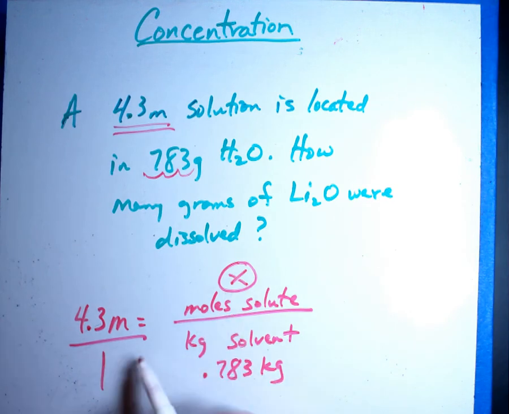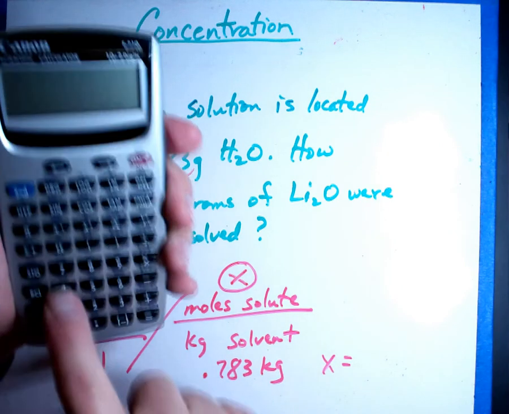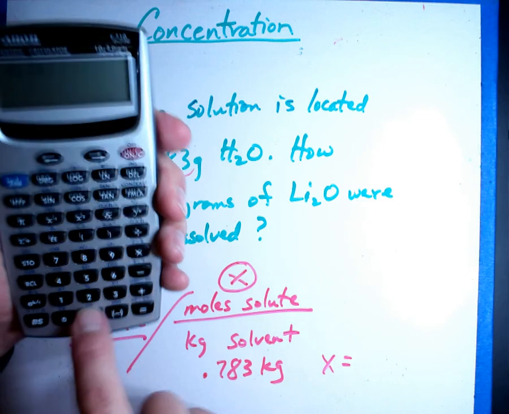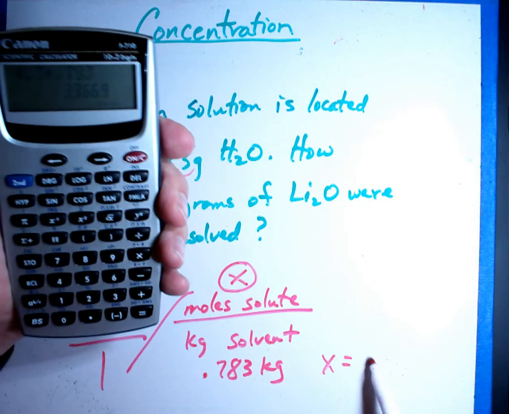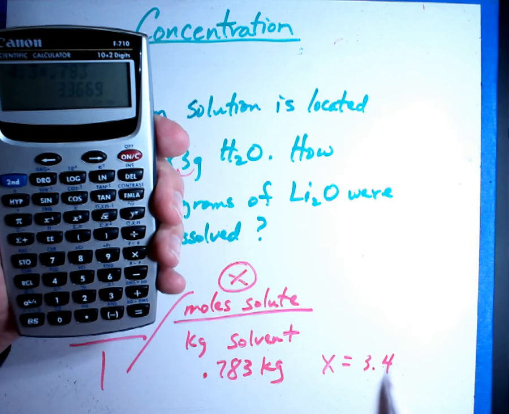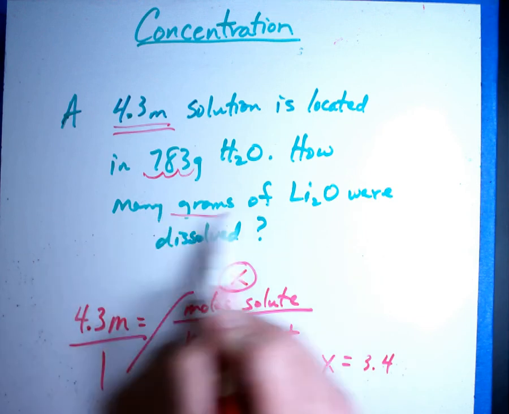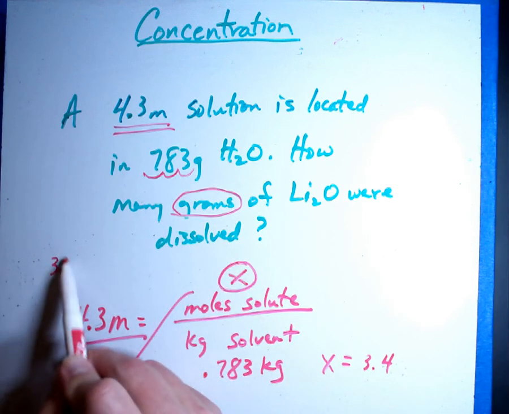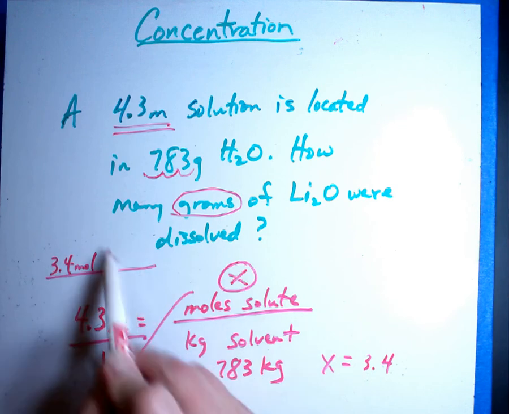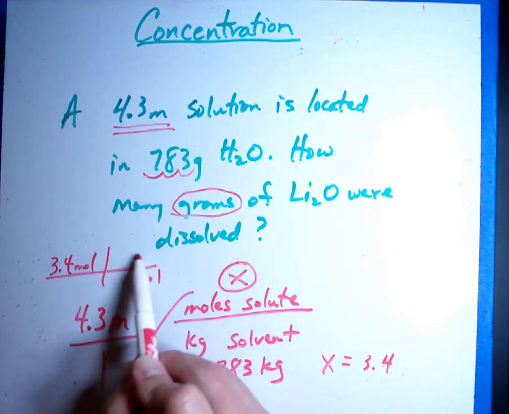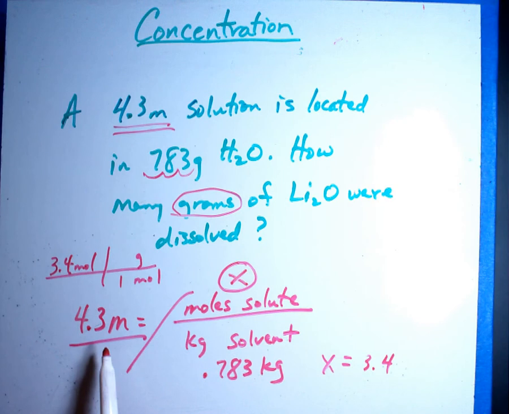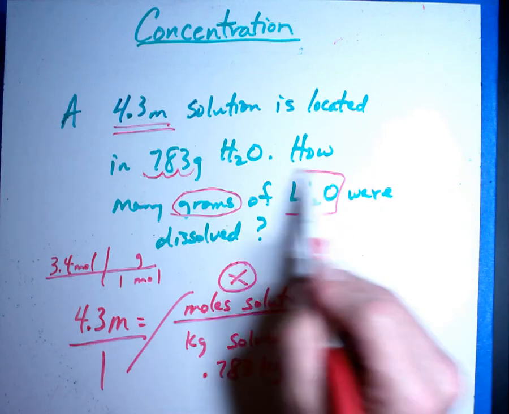I'm going to cross multiply. Those two equal x. And the other two, 4.3 times 0.783 equals 3.4. 3.4 what? Well, 3.4 moles. But the question says how many grams? So I have an answer of 3.4 moles. Railroad track it. Moles, grams. What number goes with moles? Always 1. Grams. Grams of what? They even told me its formula.